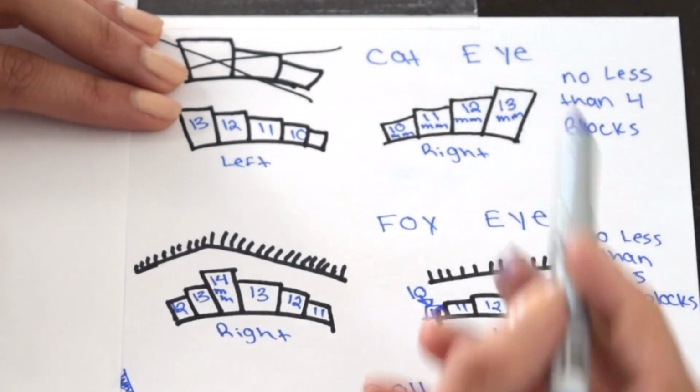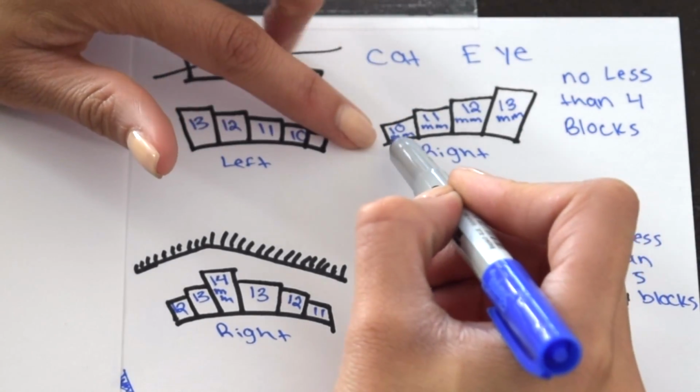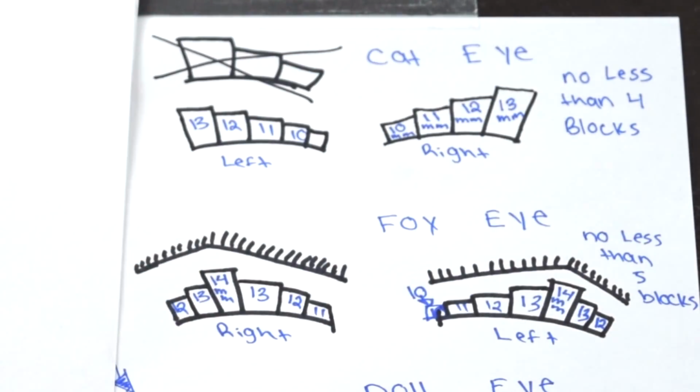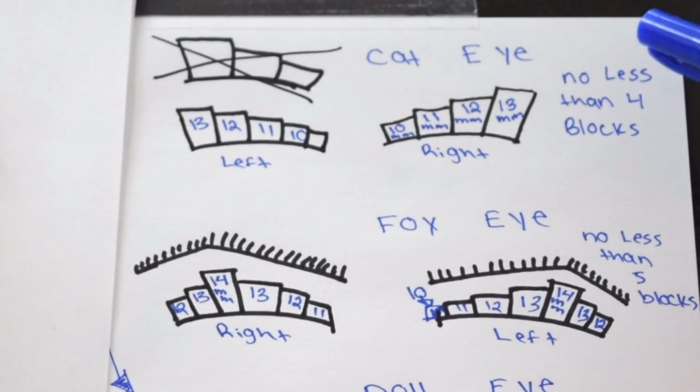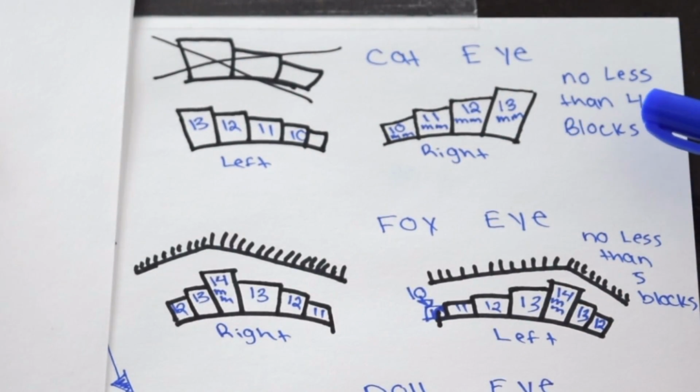With cat eye, it's also a little bit more difficult, so I would not do it unless I am completely comfortable with doing a cat eye. I have at least 4 blocks on this blueprint. What I mean by blocks is that when you are creating a blueprint, you are going to have a certain amount of blocks, each with a specific length. And right here I even put a note, no less than 4 blocks.